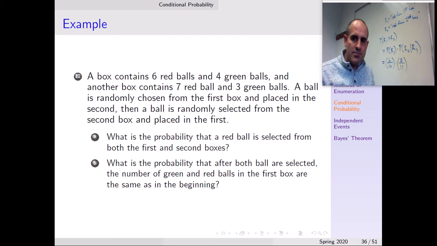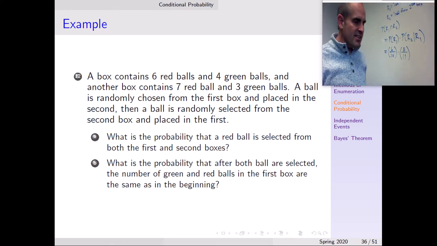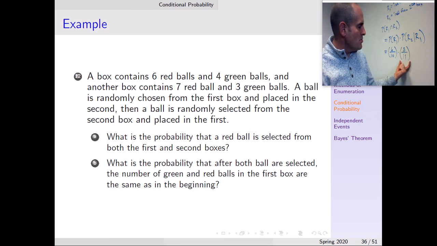And you might say to yourself, wait a minute, I thought we had to use that formula for conditional probability to compute the second thing. Yeah, we could have done that too, but for this conditional probability we could just think our way through it. But watch.